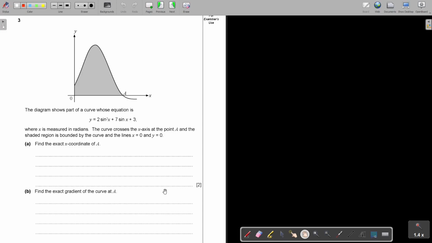The diagram shows part of a curve whose equation is this, and this is a trig equation. Okay, that makes it a little bit more difficult, but remember in further integration, you did how to integrate trig functions. Where x is measured in radians, it is very important. If you see something like this, underline. The curve crosses the x-axis at the point A, and the shaded region is bounded by the curve and the lines x equals 0 and y equals 0, which is making sense. Can you see that?